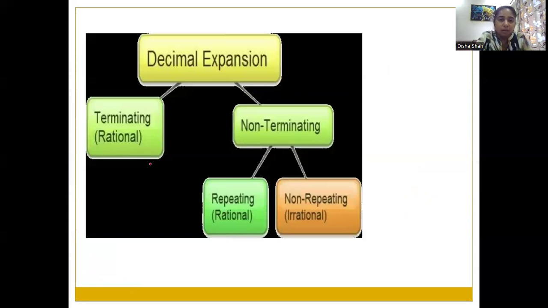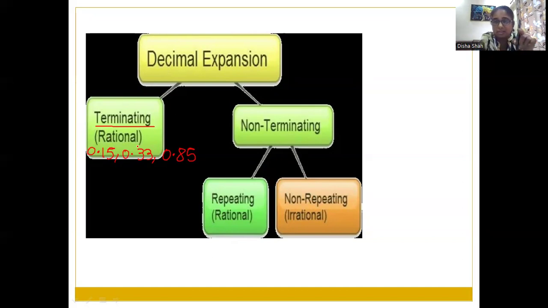Next. Now let's understand about decimal. So decimal are of two types. Basically, decimal are of three types. First one is terminating, second is non-terminating. Now let's see what is terminating. Terminating, as the name suggests, these are the decimal which gets terminated. यानी कि वो खत्म हो जाते हैं. For an example, 0.15, 0.33, 0.85. These are called as terminating decimal.